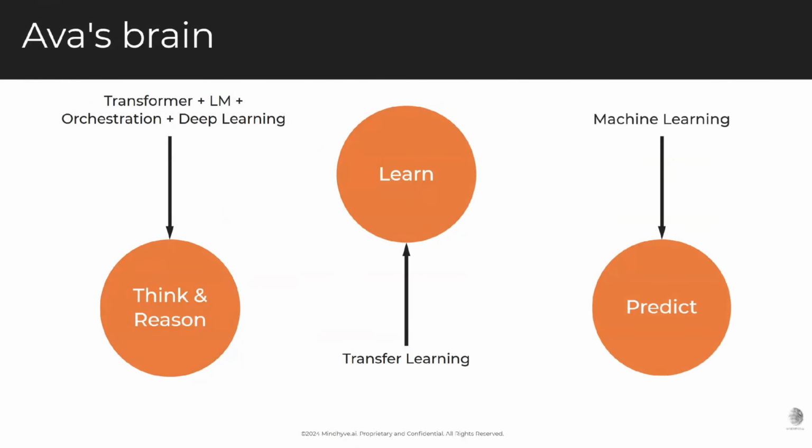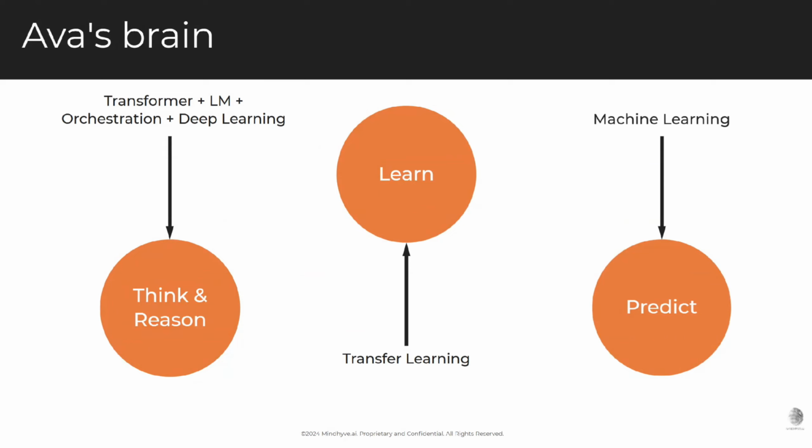So that's her brain. It's broken in 3 parts. She's got thinking and reasoning, just like a human. She's got learning and predictive abilities. And the technology that I orchestrated together to make it all happen was for thinking and reasoning. I brought transformer technology, language models, orchestration, and deep learning together. And I'm going to get into later slides of how she thinks and reasons.